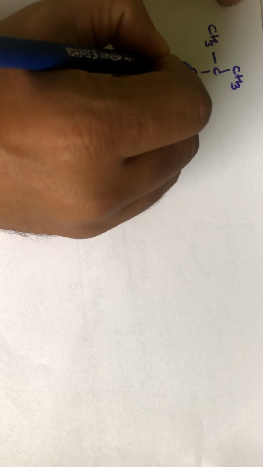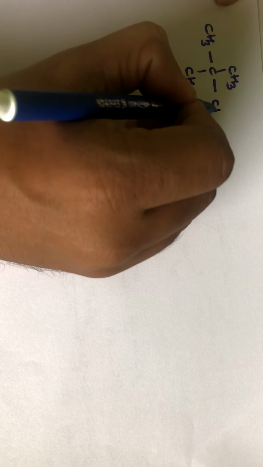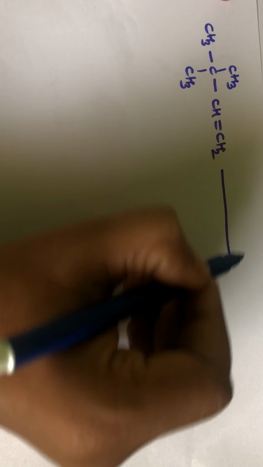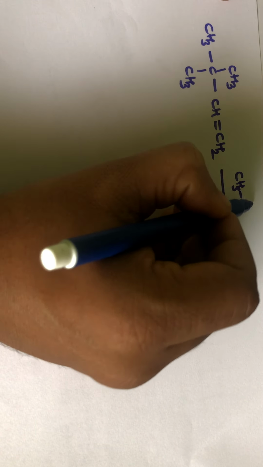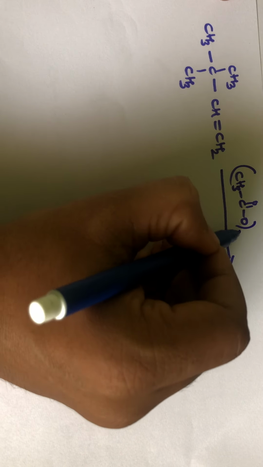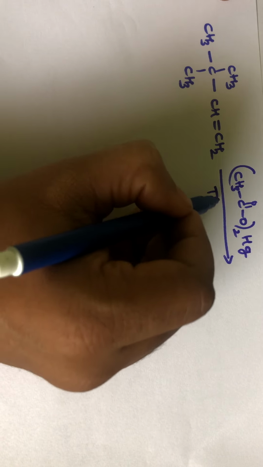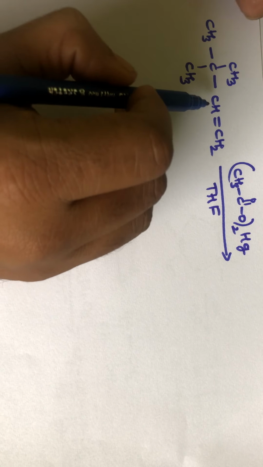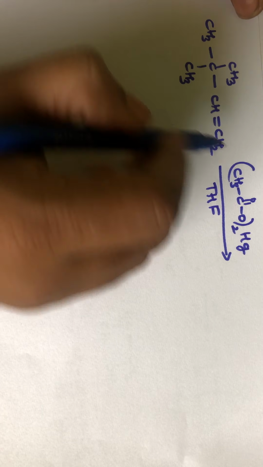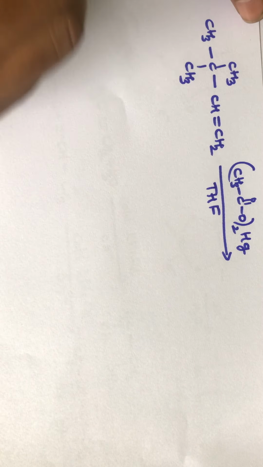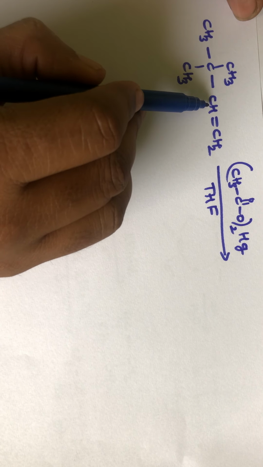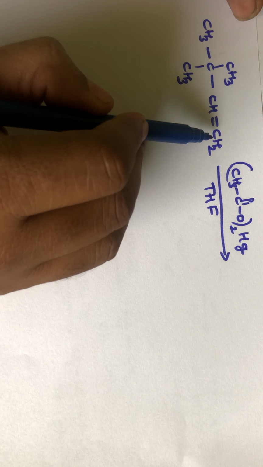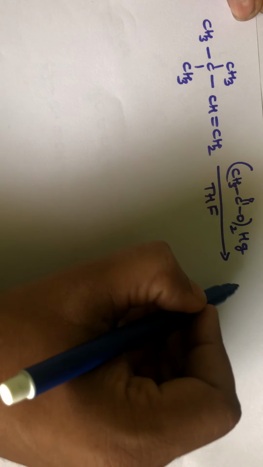I have this compound CH3C, CH3, CH3, CH double bond CH2. So when you treat this with mercuric acetate, CH3 C double bond O, twice Hg, THF. What happens? Addition takes place. OH adds here and mercuric acetate adds here. So it is Markovnikov addition of water only. The net reaction is OH adds here and H adds here. That is, OH, the negative part of the reagent, adds to the carbon containing the least number of hydrogen atoms.